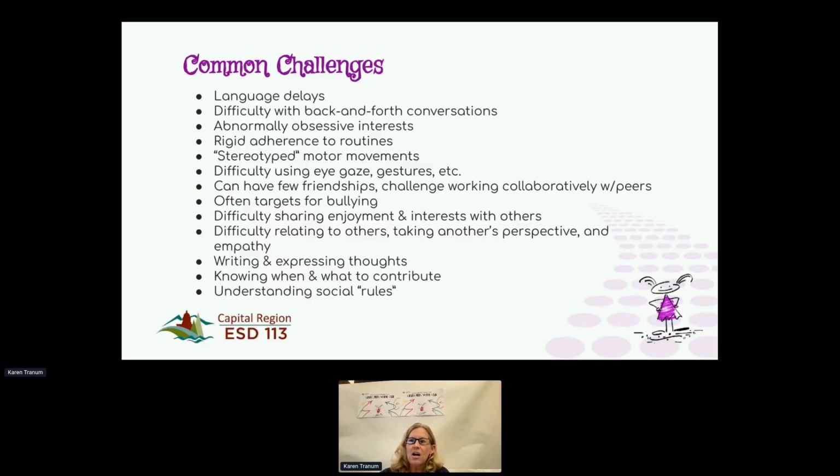And many times they don't understand it. It's not a concept you can explain. It's very challenging for them to write and express thoughts. I often tell teachers to not hand a student on the spectrum a blank piece of paper. It's scary to them. Do some sort of scaffolding or have a prototype ready of what you want them to do. They don't know when or what to contribute, and they have trouble understanding the social rules.